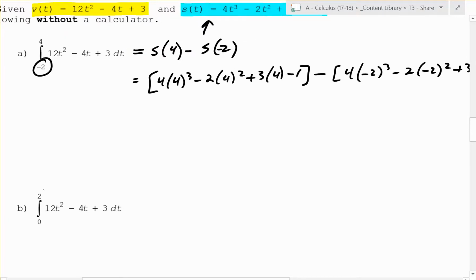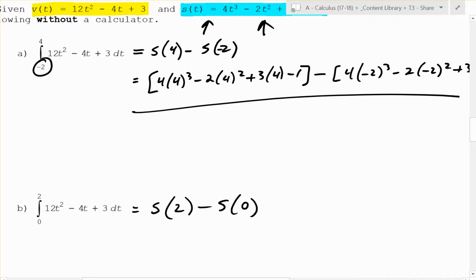Okay, so what about this one? What's the only thing that changes? Well, the velocity function is the same here, so we're going to use the same position function as given to us up here. We're going to end up with s of 2 minus s of 0. I'm not going to do these out. You can do them out on your own.